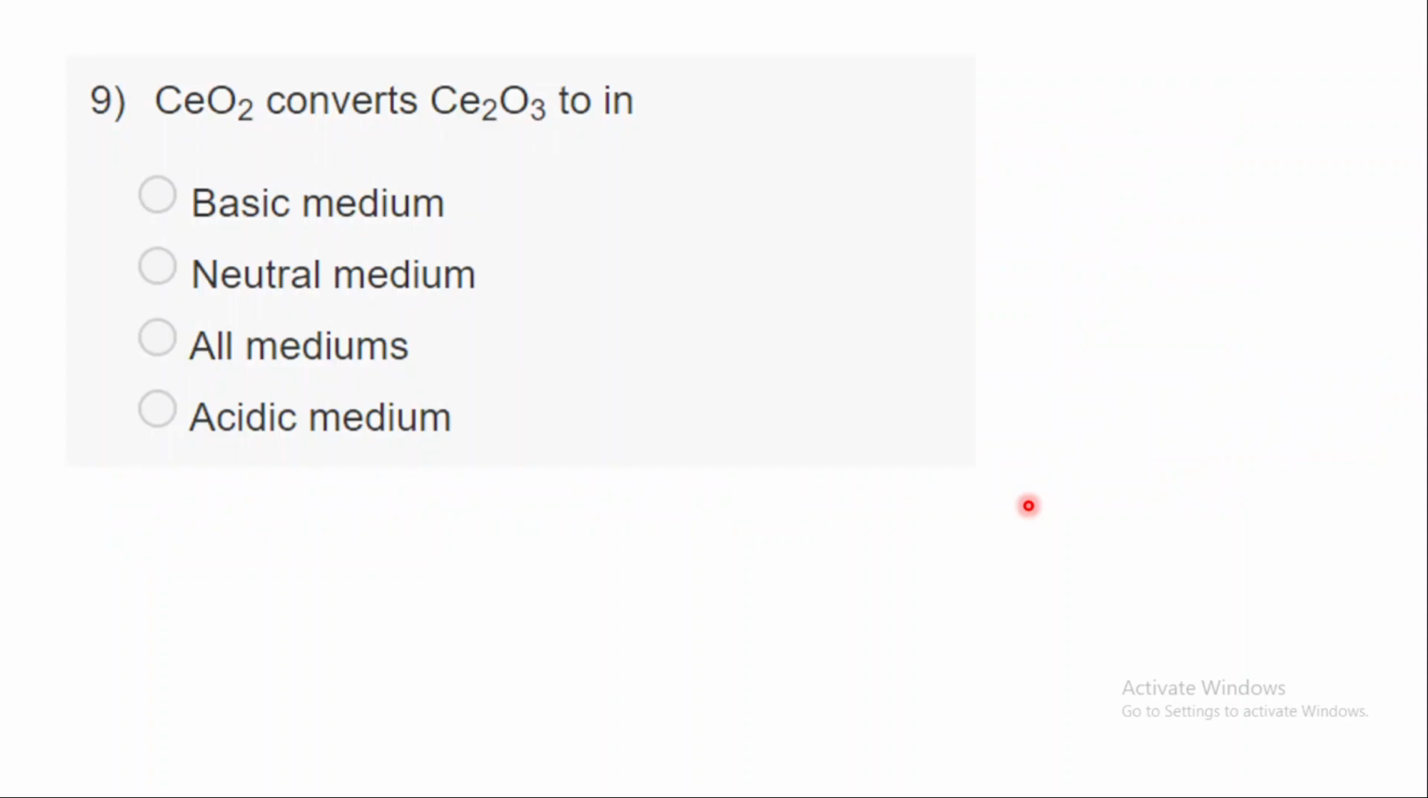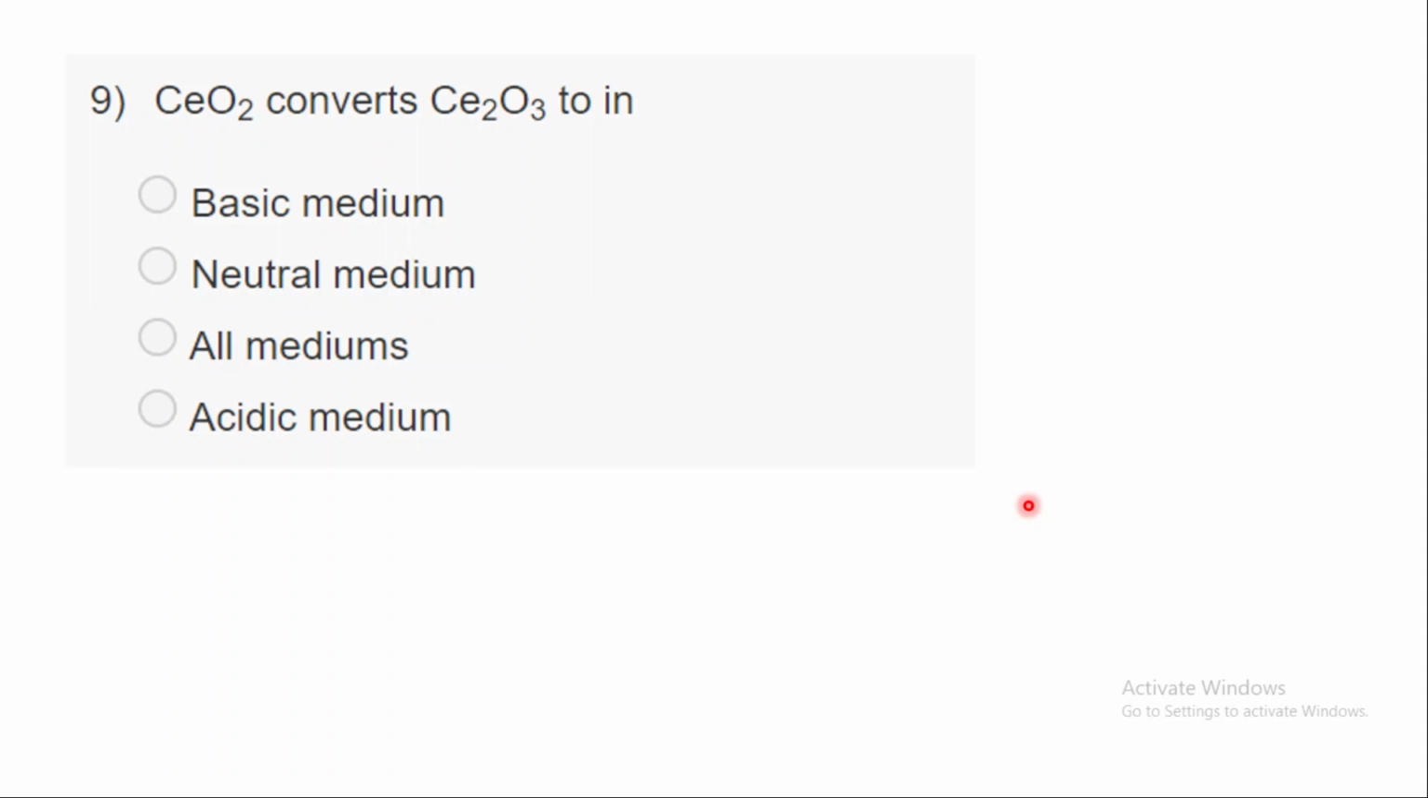Let's move on to the ninth question. It's again about cerium oxide, and this is a question based on chemistry. In what medium will you expect CeO2 to convert into Ce2O3? Option A, basic medium. Option B, neutral medium. Option C, all mediums. Option D, acidic medium.